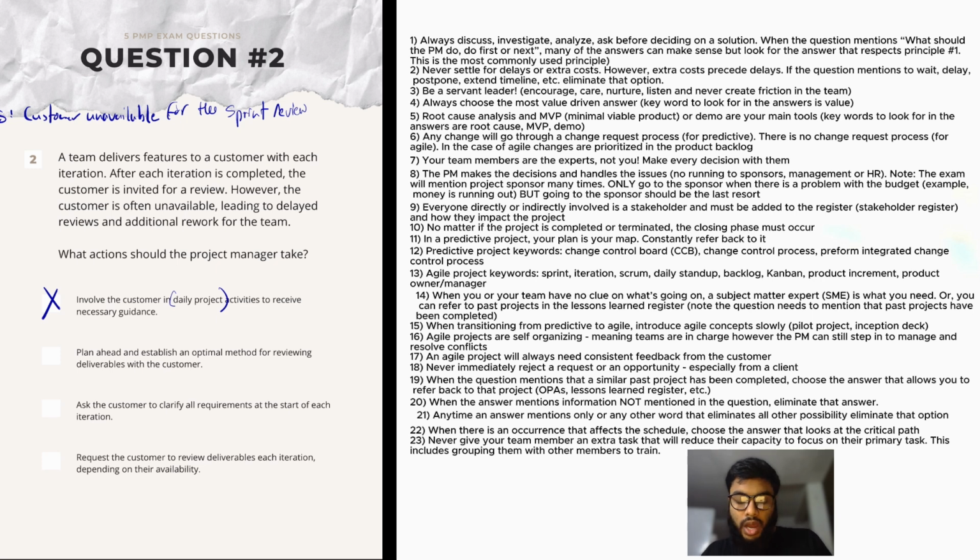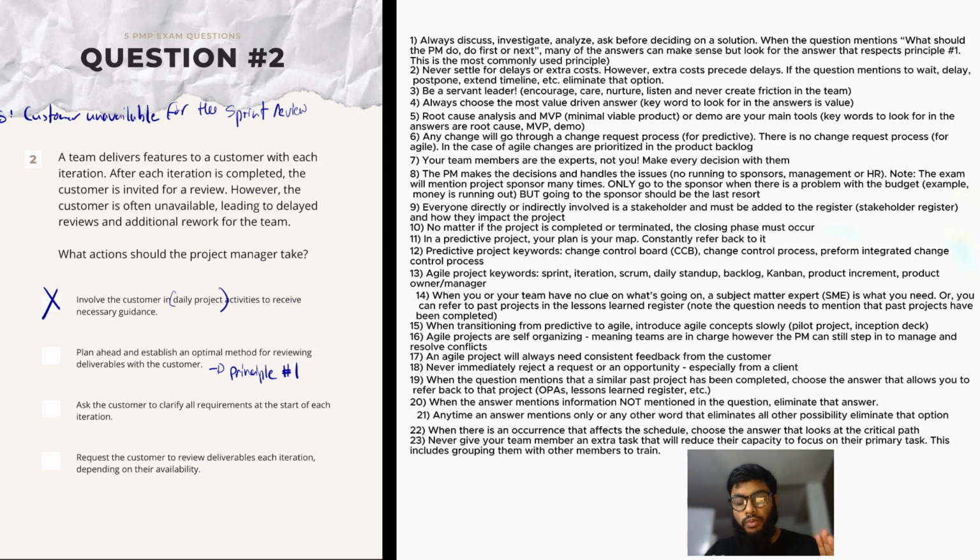Plan ahead and establish an optimal method for reviewing deliverables with the customer. Okay, so I like this. You're planning. On your exam, you won't see the words plan ahead. You might see something like discuss with the customer or collaborate. But this is basically principle number 1 in action, but you're taking a step back. You're planning. You're looking at what needs to get done. Okay? Principle number one. I like this.